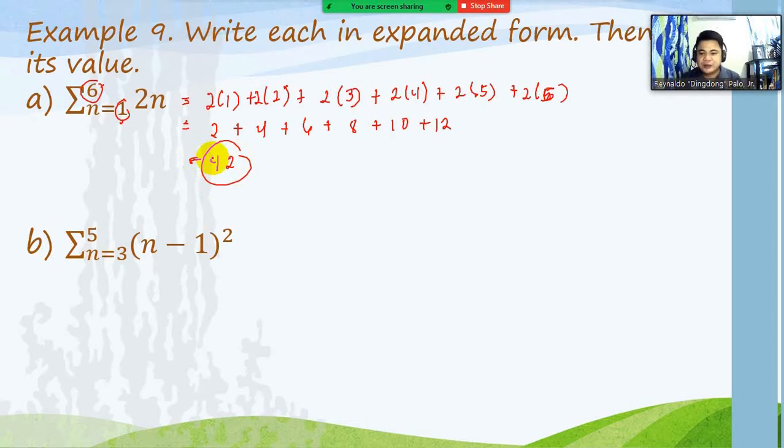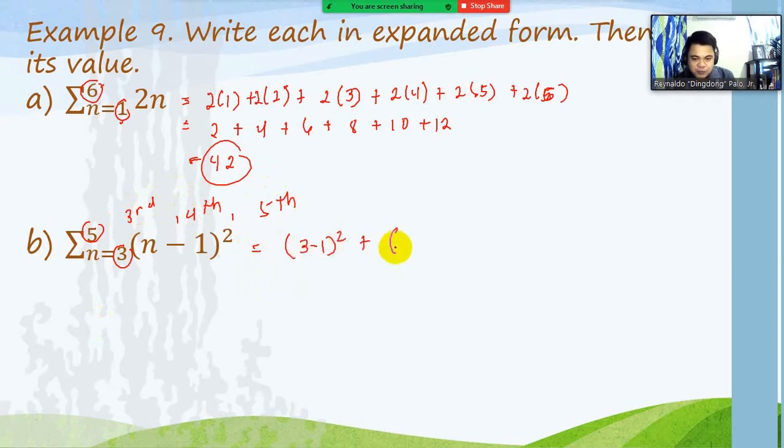Next, we have letter B. The summation of (n minus 1) squared from 3 to 5. So we are talking about from 3 to 5. So therefore, we are only talking about the third, fourth, and the fifth term. So we will start from 3 in expanding. So this one now will become (3 minus 1) squared plus (4 minus 1) squared plus (5 minus 1) squared. Then simplify. 3 minus 1 is 2 squared, plus 4 minus 1 is 3 squared, plus 5 minus 1 is 4 squared.